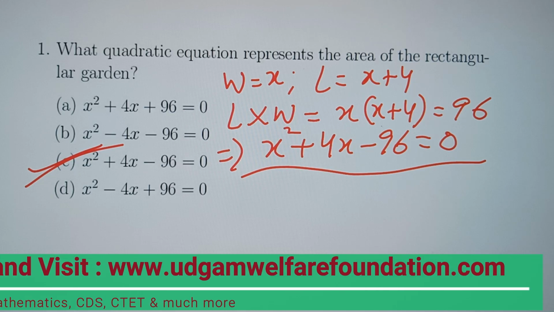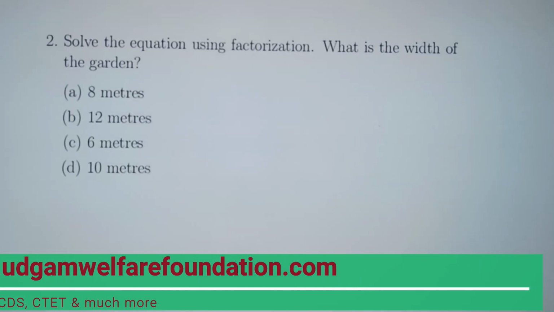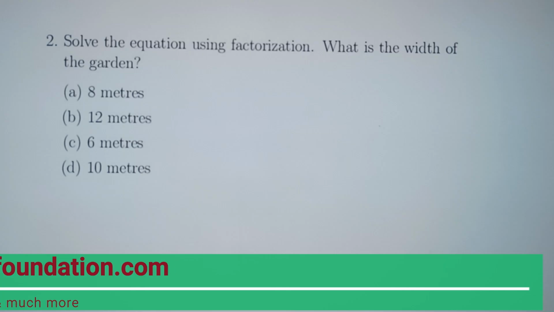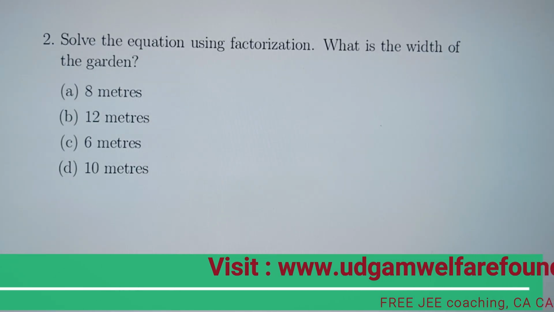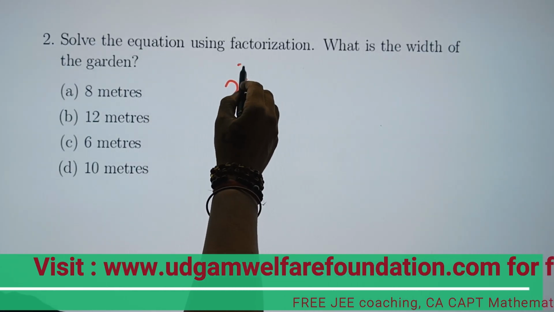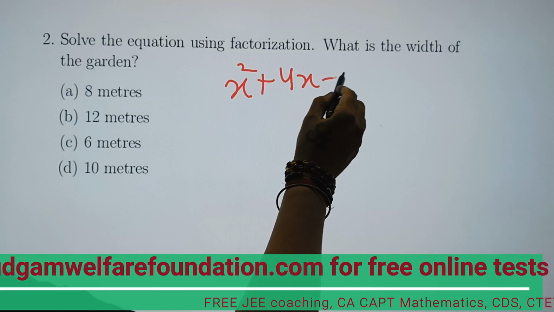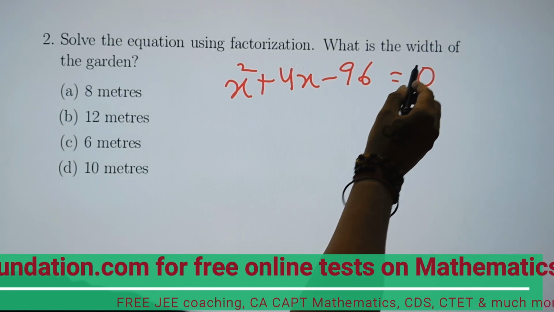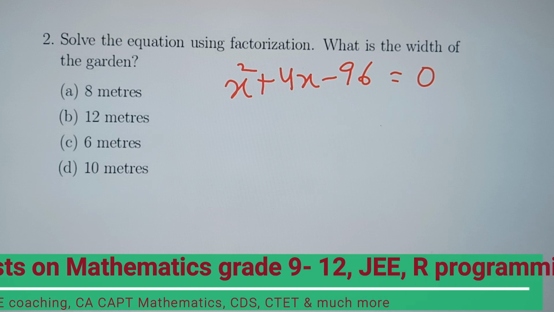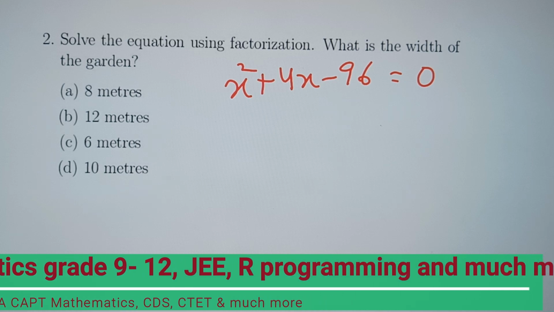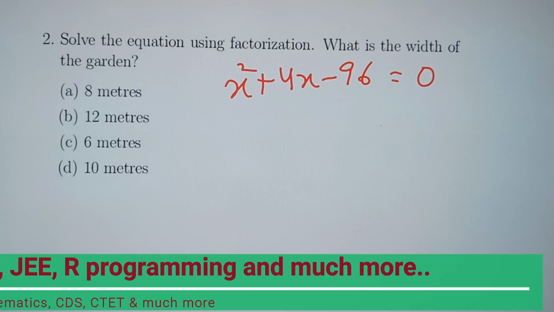Now let's move towards question number 2. So students, here comes our question number 2, which states: solve the equation using factorization. What is the width of the garden here? So our quadratic equation is x square plus 4x minus 96 equal to 0. Now we need to factorize this equation to get our roots, and you can say to get the value of x.